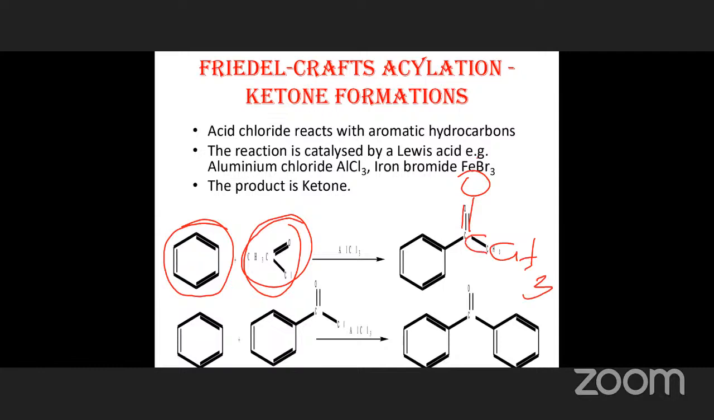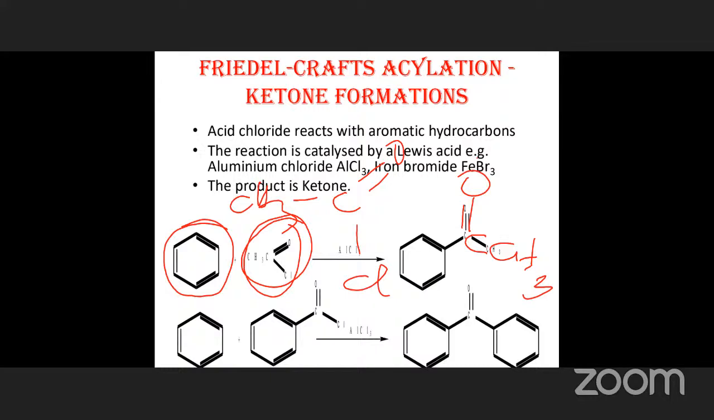Sorry, that is not clear. This one here is CH3 C double bond O, and then Cl. You can write that out at your own leisure. This first one is benzene. This next one is CH3, C double bond O, and then Cl.